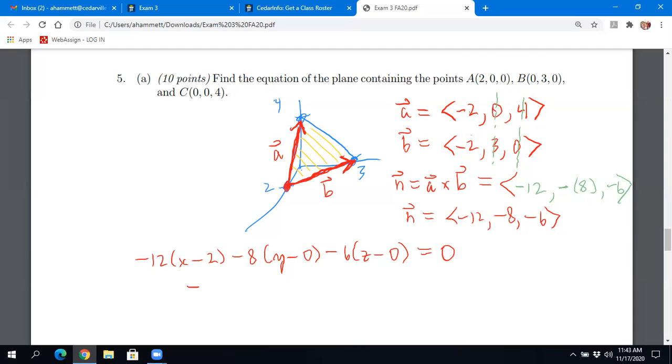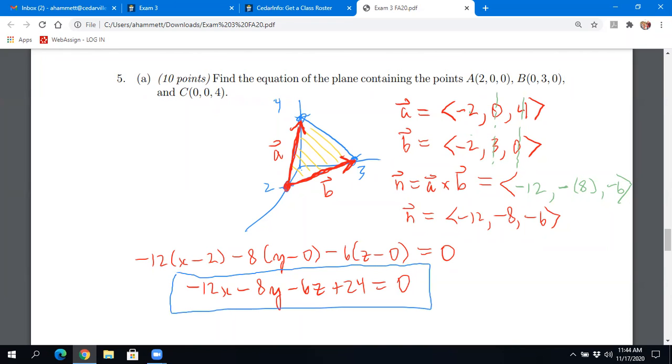You get -12x minus 8y minus 6z plus 24 equals 0. Okay? And you can multiply by negatives and divide by 2 if you really want to, but this is definitely sufficient. Okay, right there. Okay, so there's the equation of the plane.